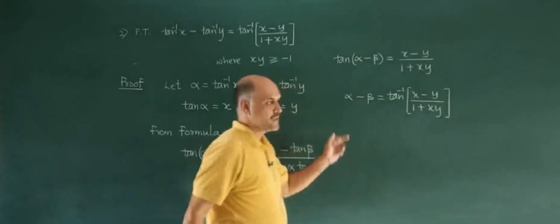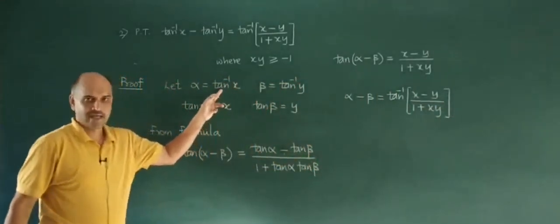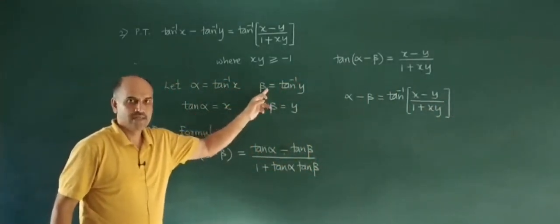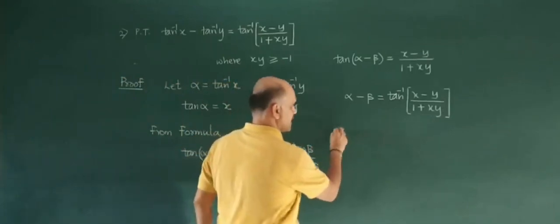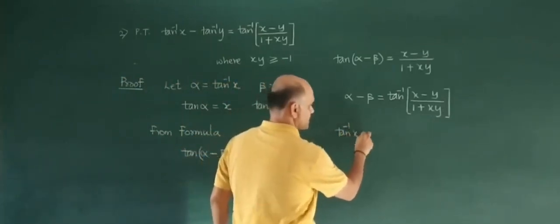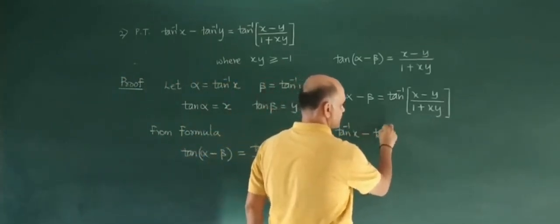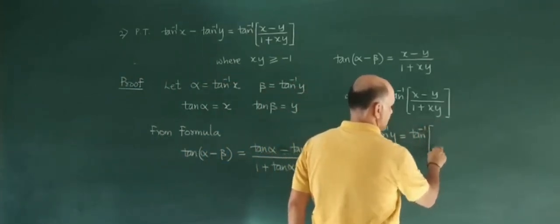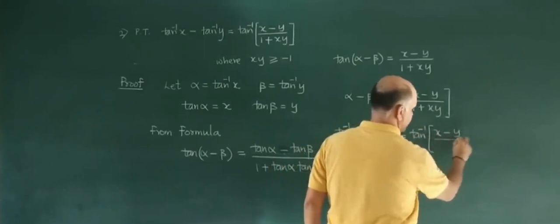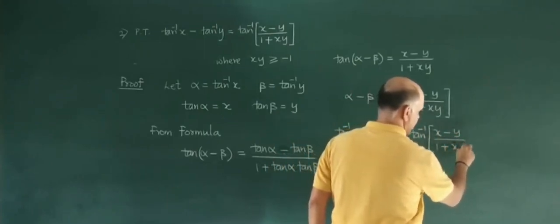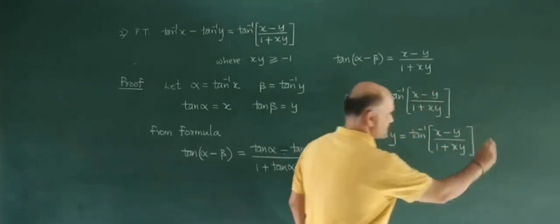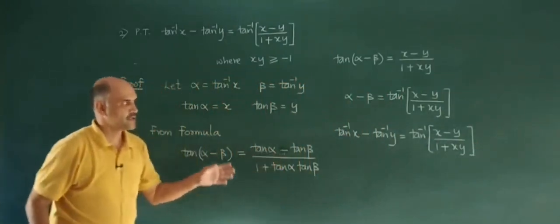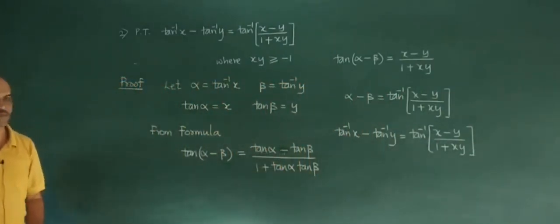And last step, alpha is tan inverse x, beta is tan inverse y. So you will have tan inverse x minus tan inverse y is equal to tan inverse of x minus y divided by 1 plus xy. So this is the second formula. Again you can note down this formula.